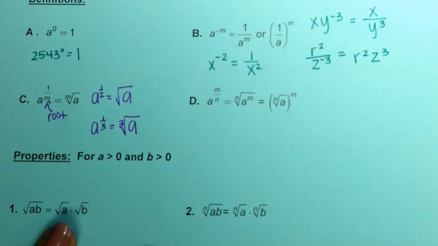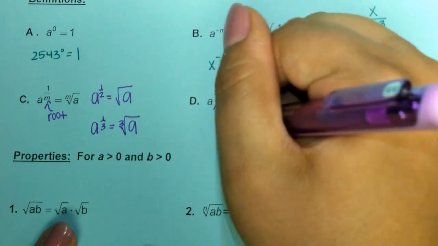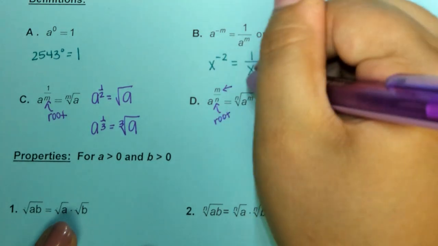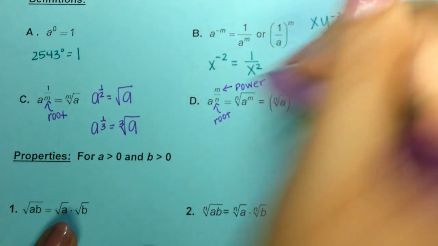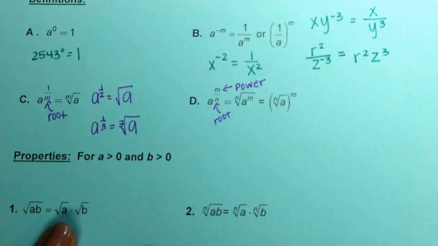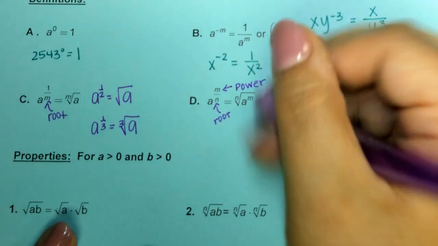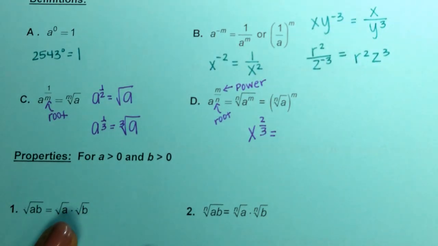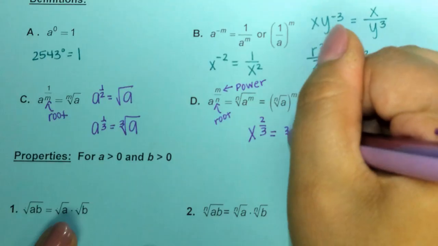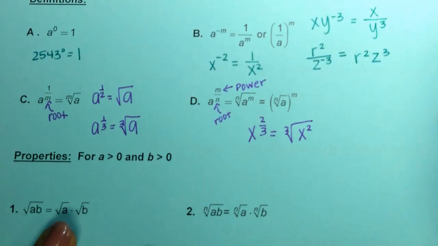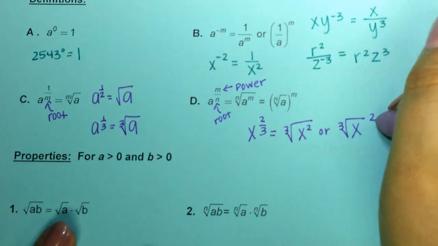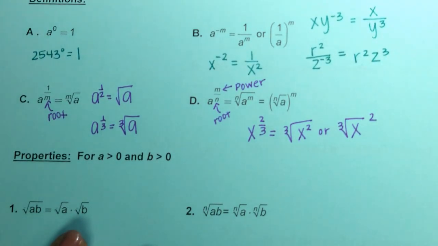Now that's if there's a 1 in the numerator. What if there's not a 1 in the numerator? Your denominator is still your root. What is your numerator? Your exponent or your power. So if I have x to the 2/3, how would I write that? The cube root of x squared. Or I could write the cube root of x and put the square outside. It doesn't matter which one you write.